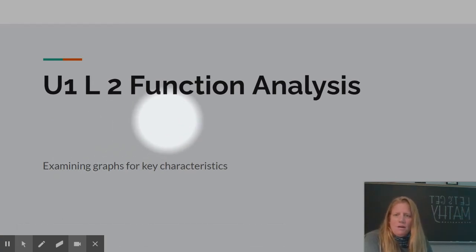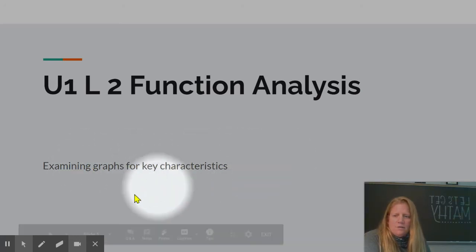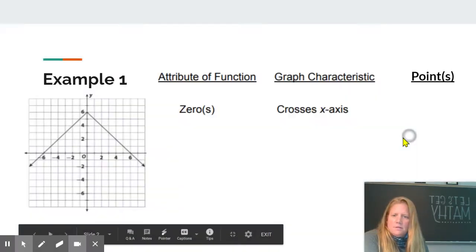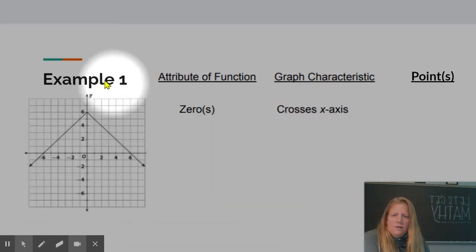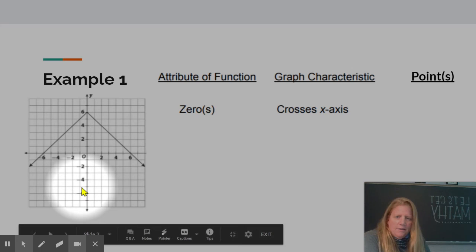Today we're going to talk about Unit 1, Lesson 2, Function Analysis, and we are going to be examining graphs for key characteristics. So this is our first example, which I've broken down into numerous slides.